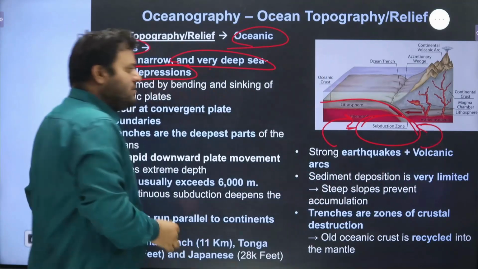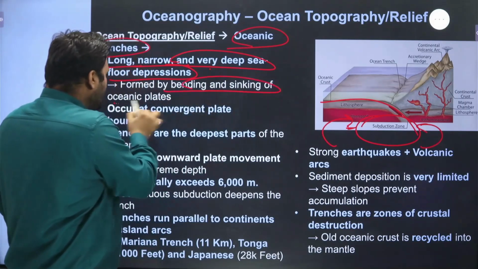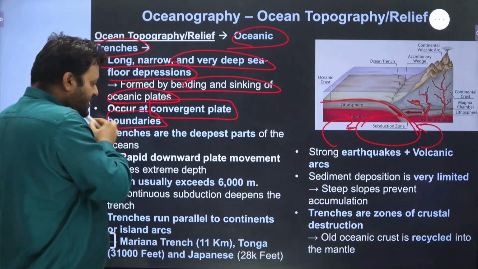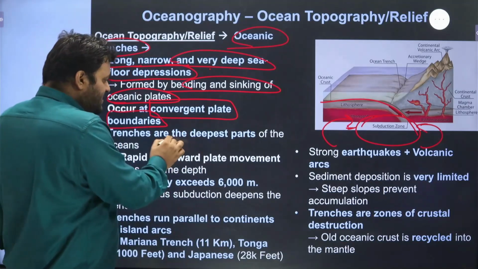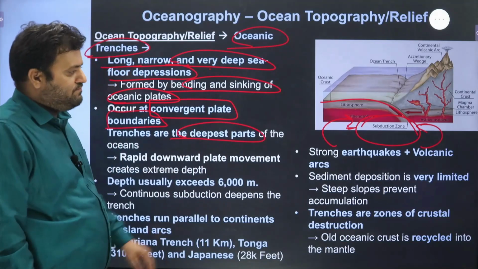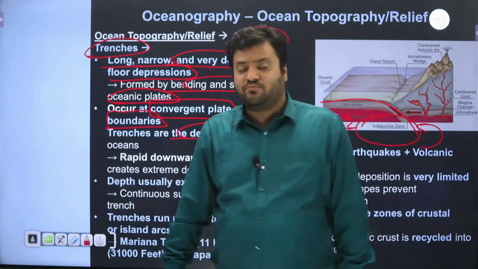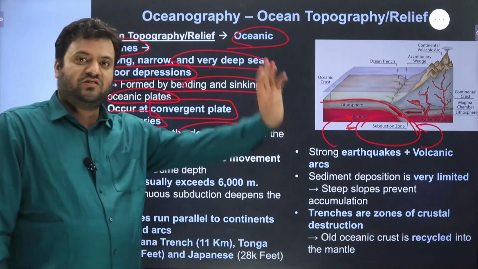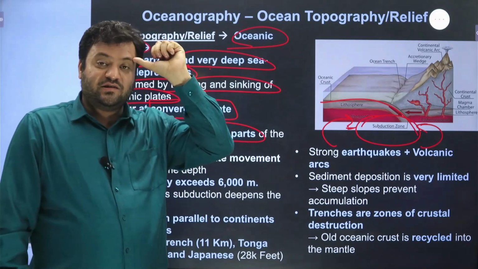I hope you remember with respect to plate tectonics, they are formed because of the bending and sinking of oceanic plates. They occur at convergent plate boundaries. I told you we have already covered these aspects. So trenches are the deepest part. Here you can see the Mariana Trench is deeper, at a depth of 11 kilometers. Mount Everest is 8 kilometers in terms of its elevation, but the Mariana Trench is 11 kilometers.